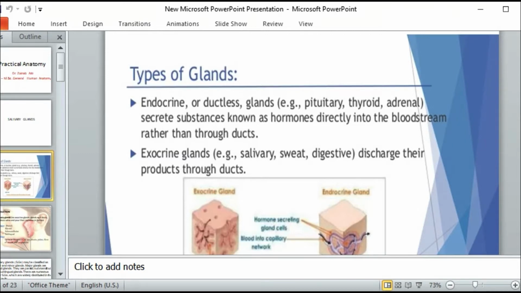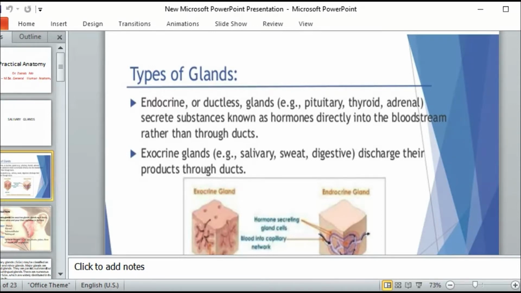Okay. We talk about the types of the gland. We have two kinds of the gland, endocrine and exocrine. Endocrine or ductless gland. Endocrine means they don't have a duct, but exocrine, they have a duct.